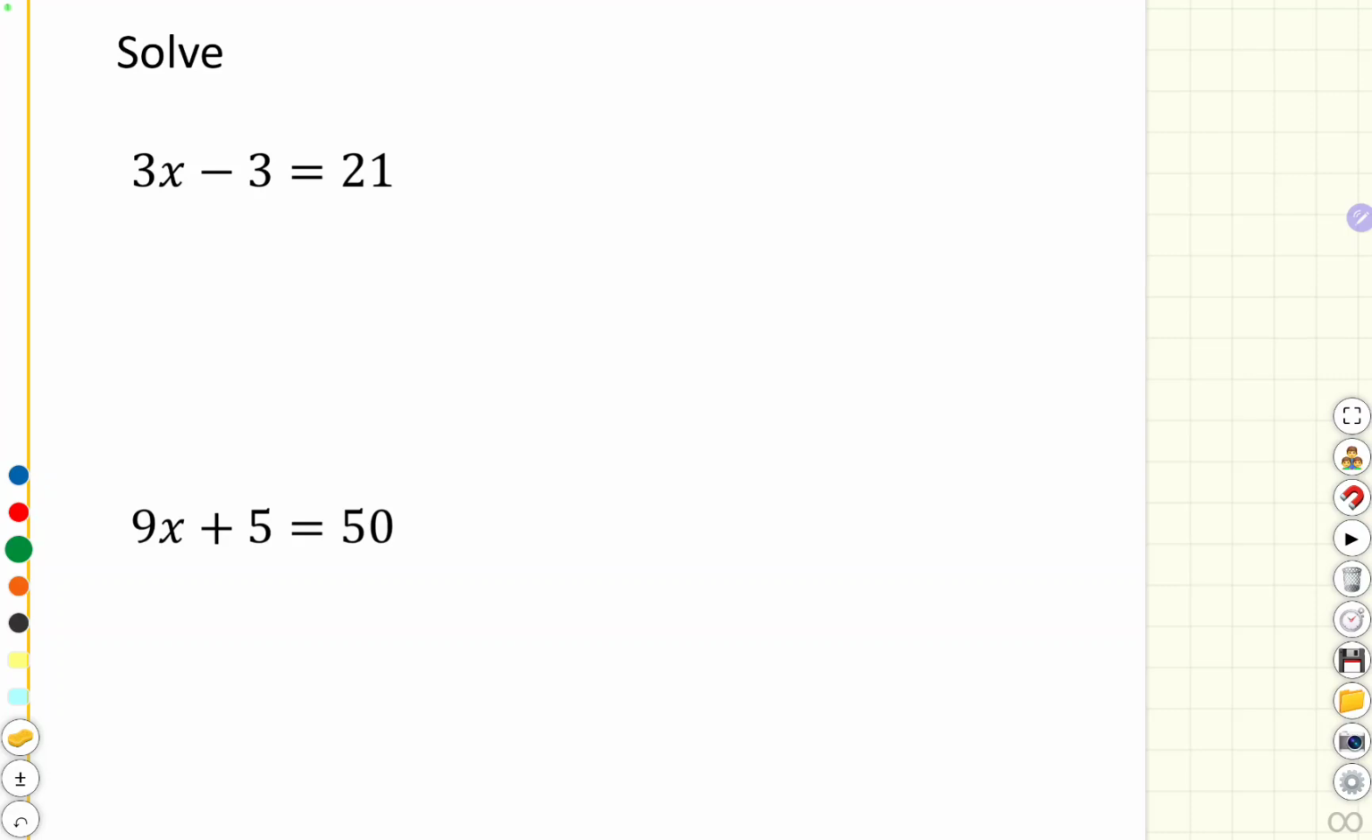Right, let's have a go at these questions. So first of all, we're going to add 3 onto both sides. So that cancels, and now I've got 3x equals 24. And then I just need to reverse this times by 3 by dividing both sides by 3. And then the 3 cancels with the 3. x equals 24 divided by 3, which is 8.